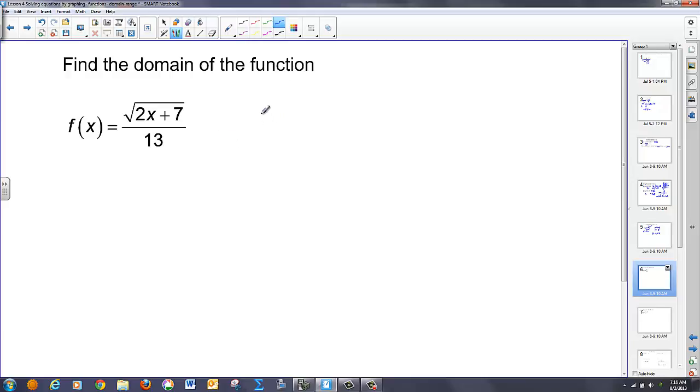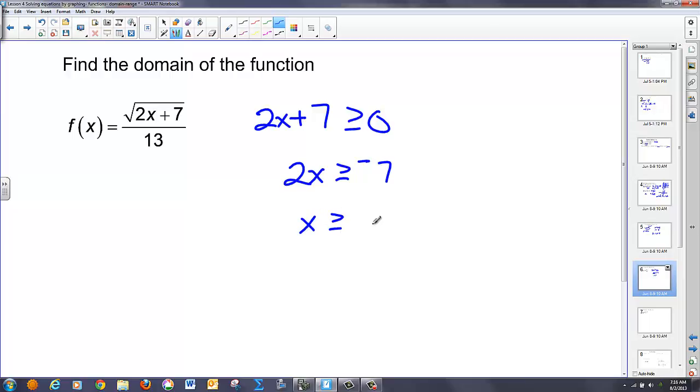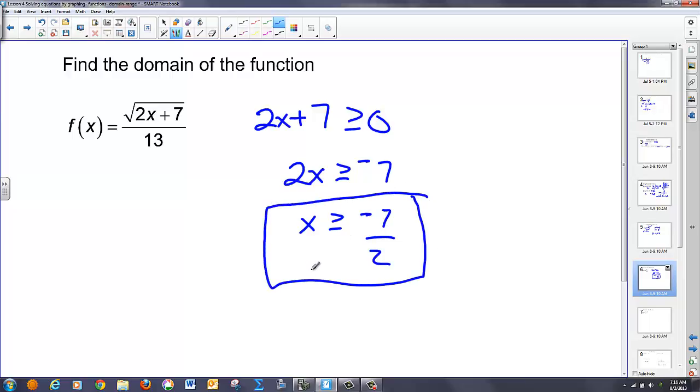I'm going to go with setting whatever is under that square root to something greater than or equal to 0. That will ensure that I have y values as my answers, or else I have terms in my domain. So in this case, we've got 2x greater than or equal to negative 7, and if we divide by 2, we get x is greater than or equal to negative 7/2. Anything greater than negative 7/2 will yield a y value, and thus make that function defined. So this is my domain.